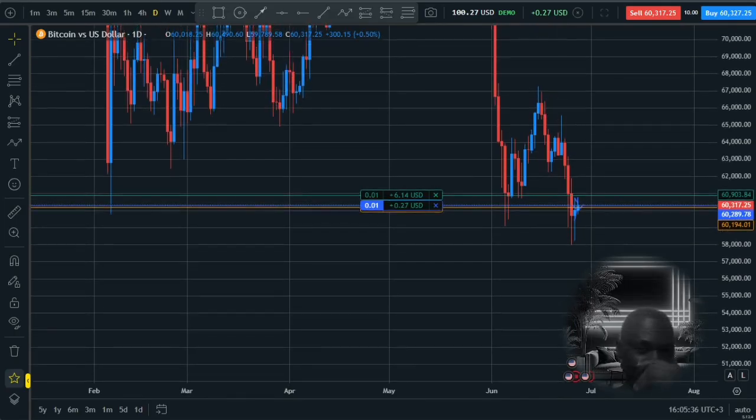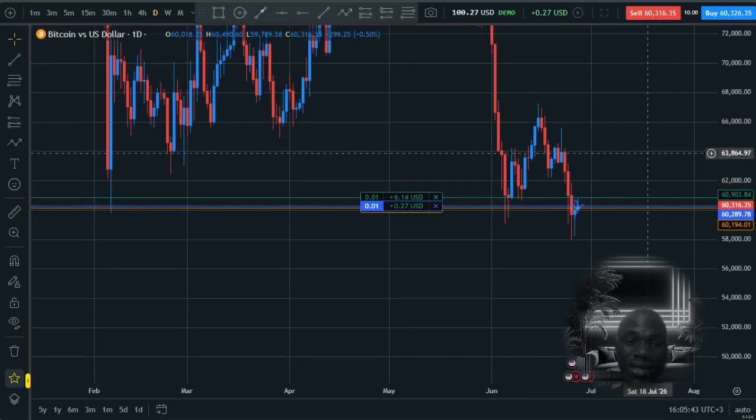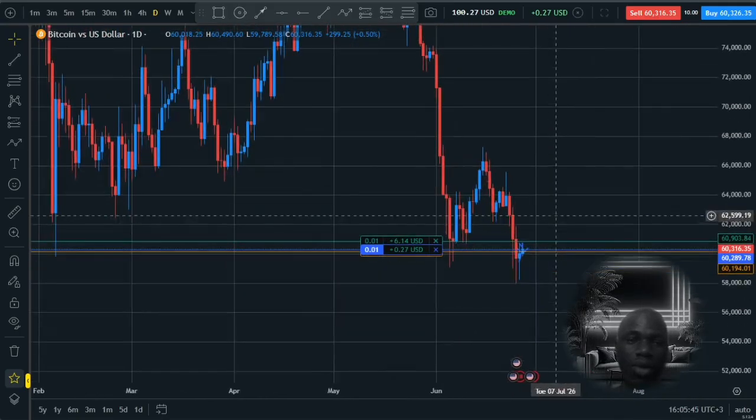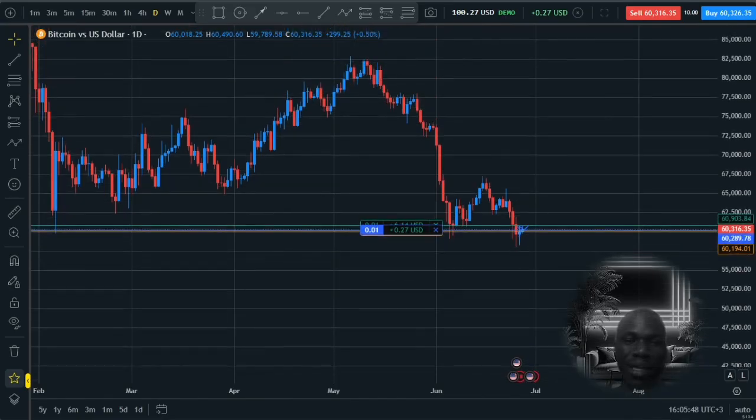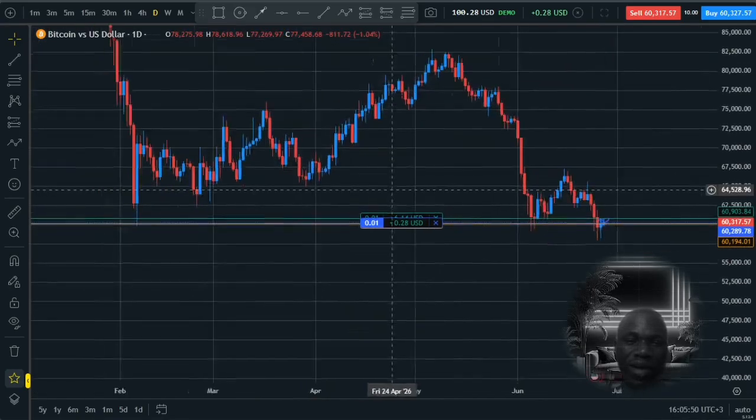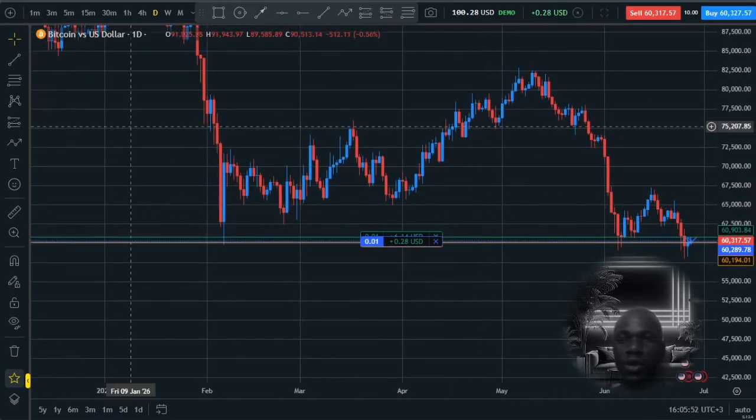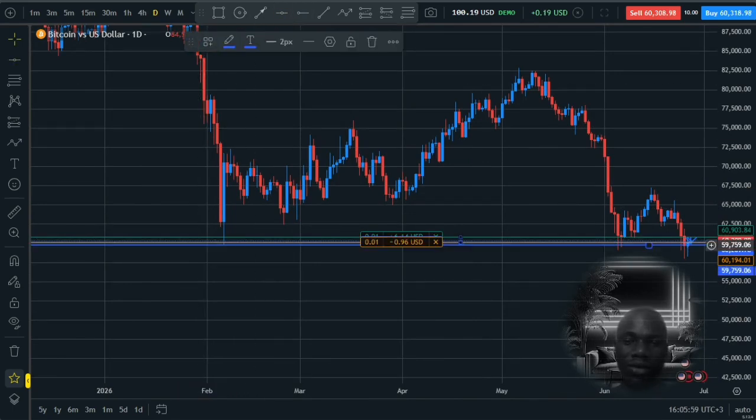Those who came late, you have to understand your bias. Now the market is buying. You can see the market is buying from the bottom here. The market is buying after what? After a liquidity sweep.